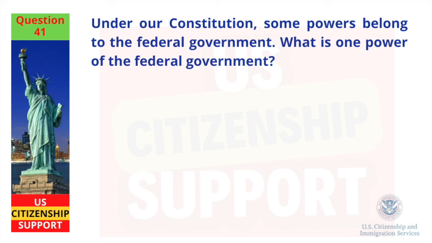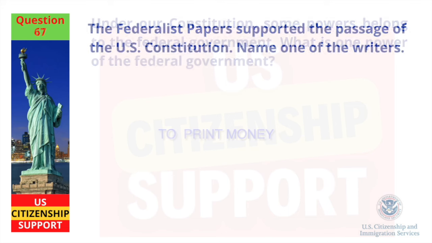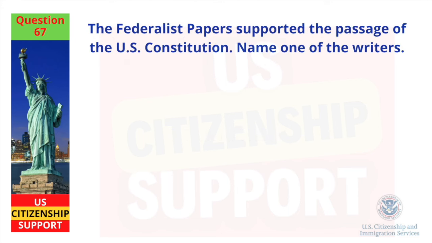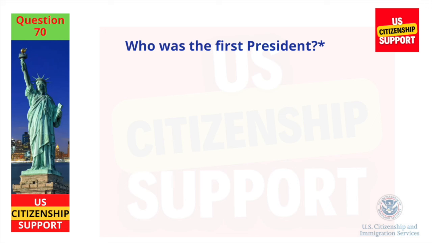Under our Constitution, some powers belong to the federal government. What is one power of the federal government? To print money. The Federalist Papers supported the passage of the U.S. Constitution. Name one of the writers. James Madison. Who was the first president? George Washington.